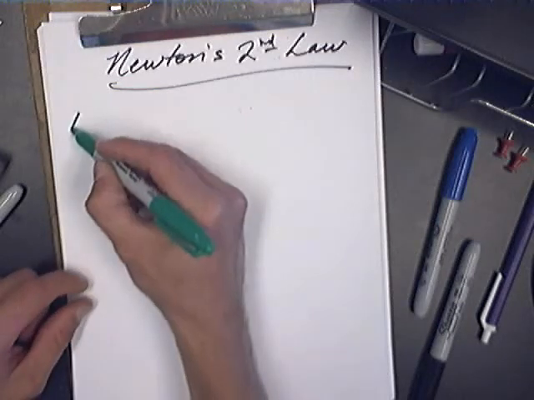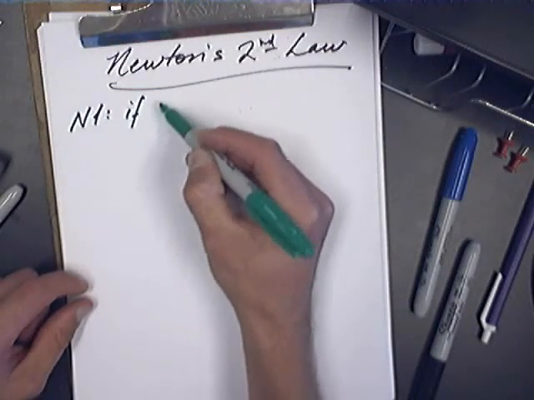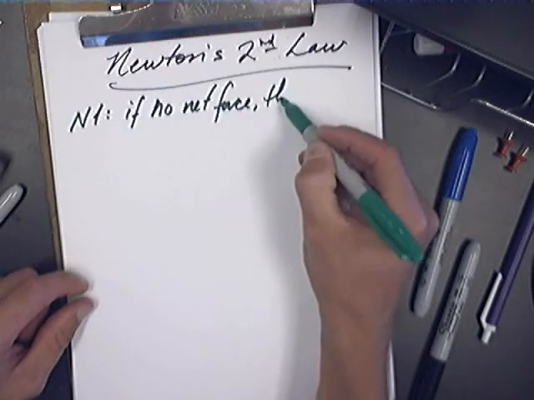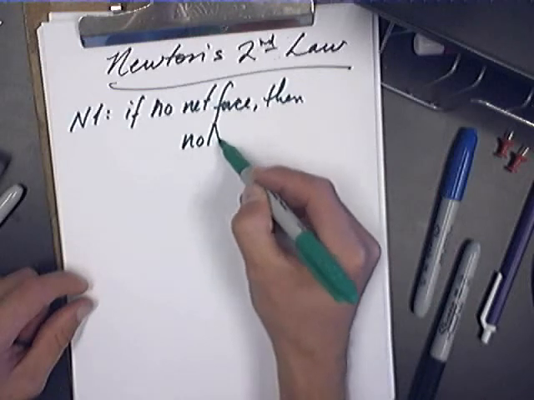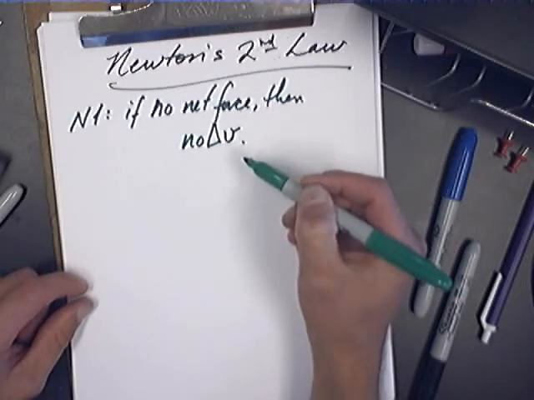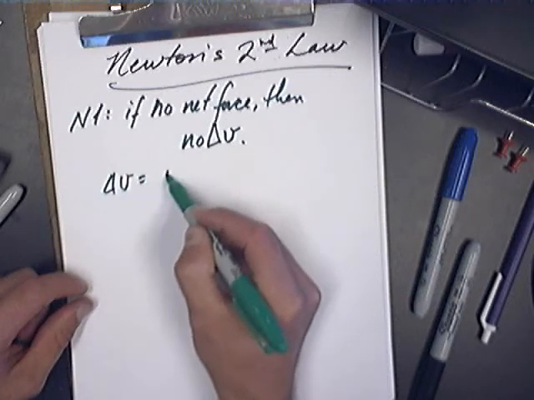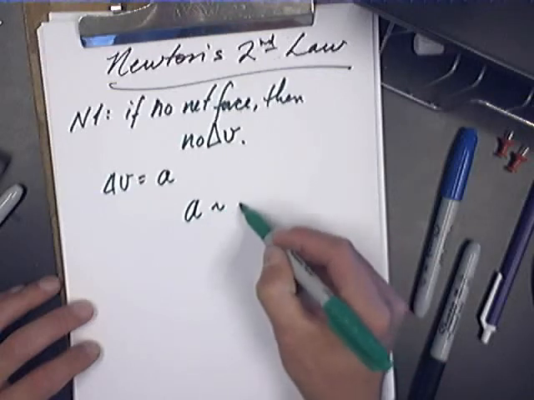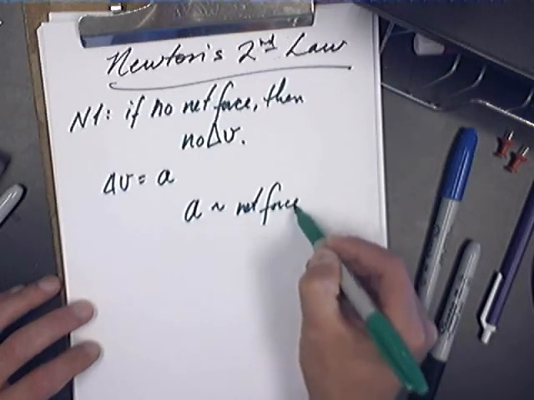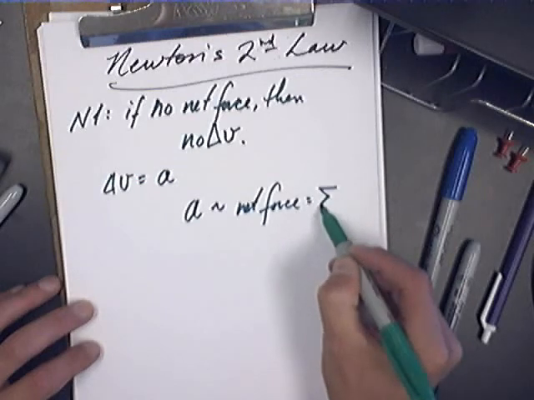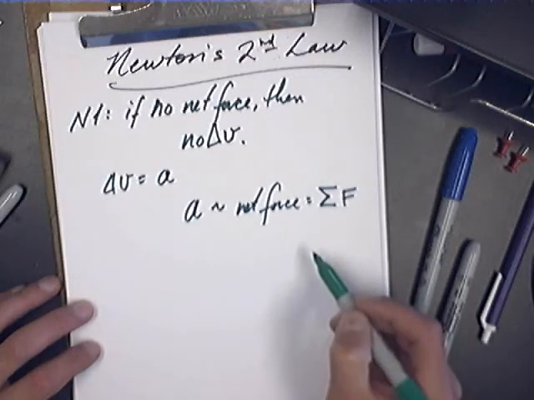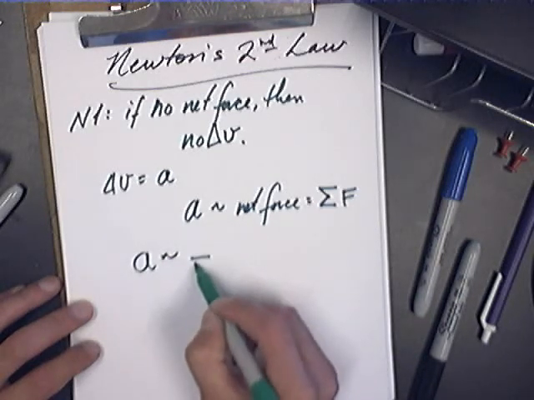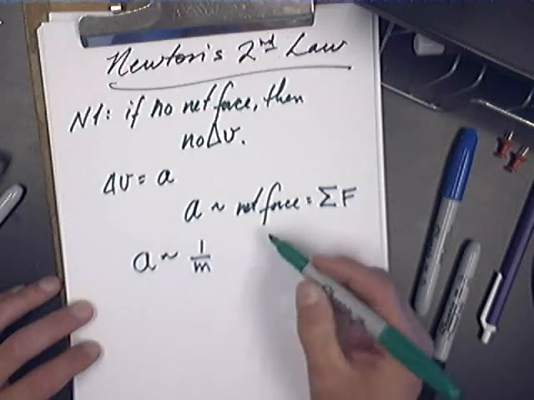Newton's first law summarized says that if there is no net force, then there is no change in velocity. In other words, remember, change in velocity is acceleration. So that means acceleration depends on the net force. Or as I like to write it. But acceleration also depends on the amount of mass, because mass resists acceleration.